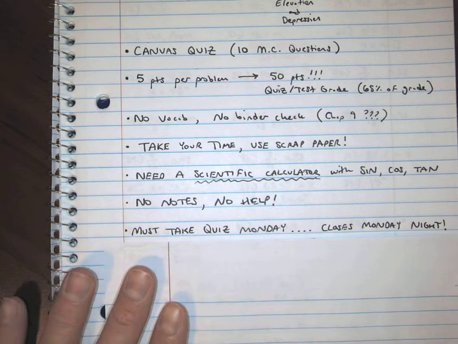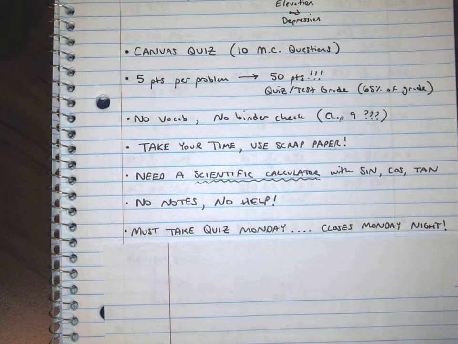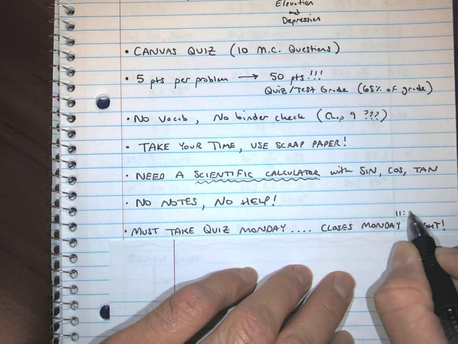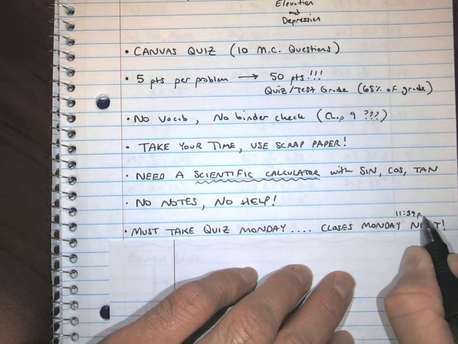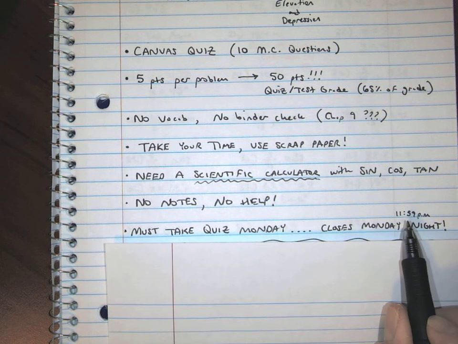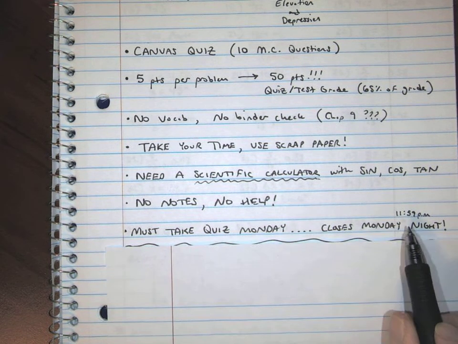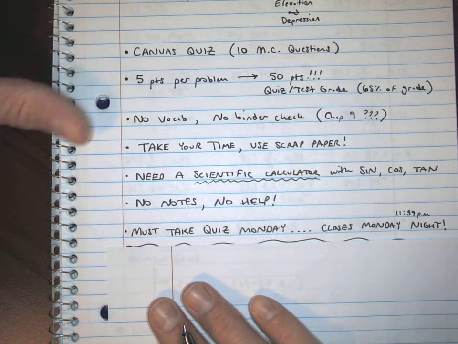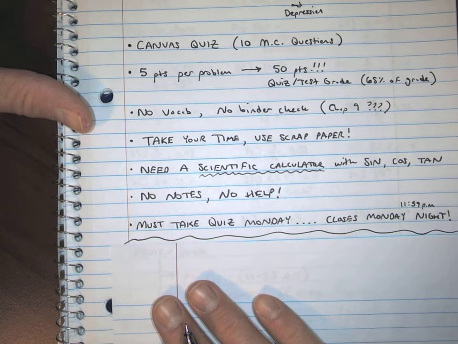Almost done. There's a lot of information. You must take this quiz on Monday. I'm going to open it up Monday morning, and I'm going to close it Monday night. I think I'm going to close at 11:59 at night. So, if you're planning to take this test at 11:30 at night, folks, you have 29 minutes to take this test. So be smart about this. I'd take it in the morning or even in the afternoon. Get done with it. It's 10 questions. It shouldn't take you all day.